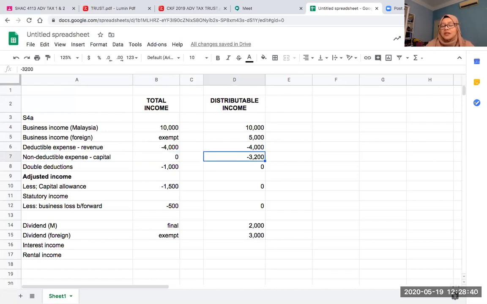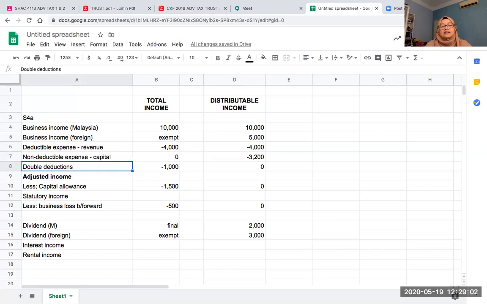But for distributable income, whatever amount you paid, whether it's revenue or capital, whether it's a deductible or non-deductible expense, you claim under distributable income. It means that, of course, you have to pay for the expense, meaning you don't have that 3,200 ringgit any more in your cash. So you cannot distribute that amount to your beneficiaries.